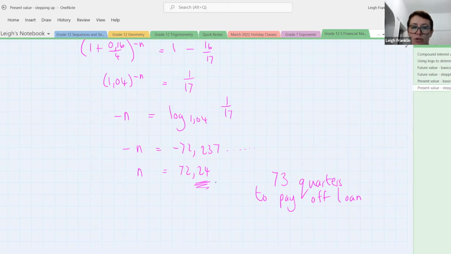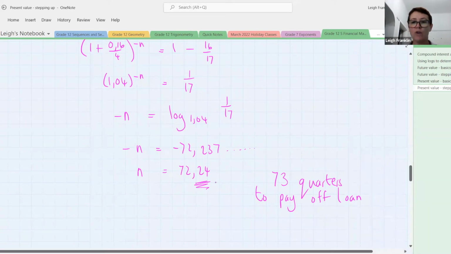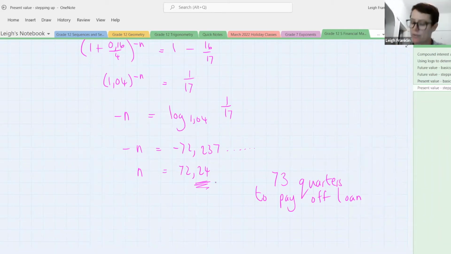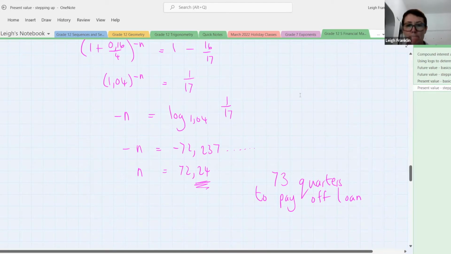Does that make sense to you? So because it's 72.24, because it's part of another whole, and we can only make whole numbers of payments, there would have to be 73 payments and not 72 to settle the loan. Okay. So even if you paid less money, it's still seen as another payment, isn't it?